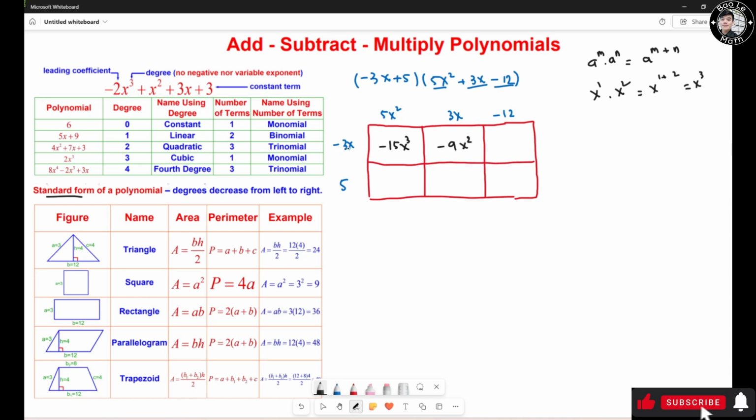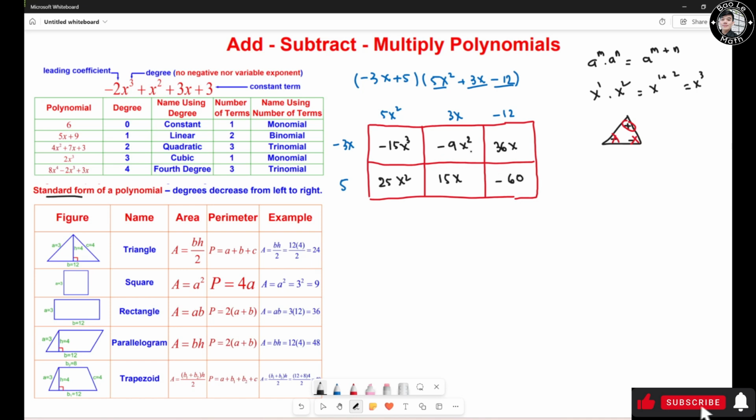Negative 3s times negative 12 is going to be 36s, right? Use the triangle trick. We have the positive, negative, negative right here. So you have negative 3, negative 12, two negative signs, and the answer is positive. Next one, 5 times 5s squared. 5 times 5 is 25, now just rewrite s squared. 5 times 3 is 15, and then rewrite s. 5 times negative 12 is negative 60.